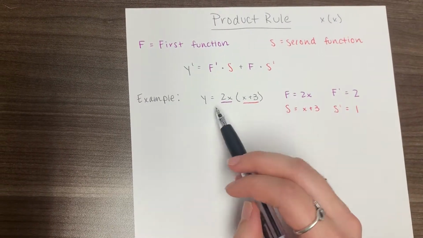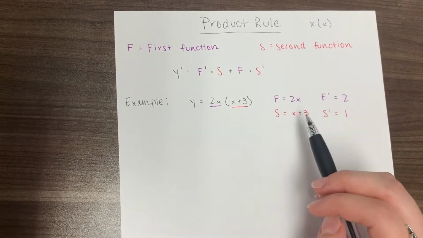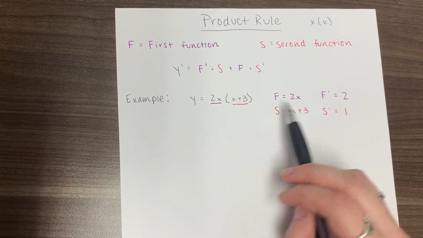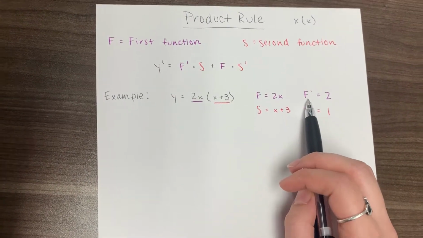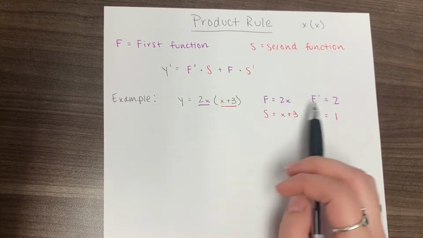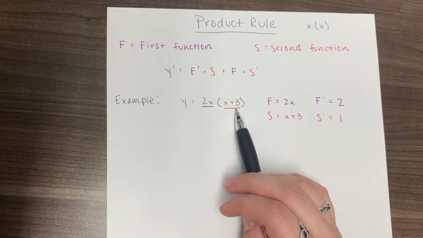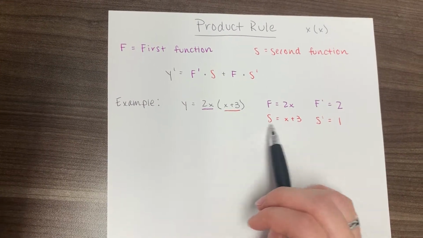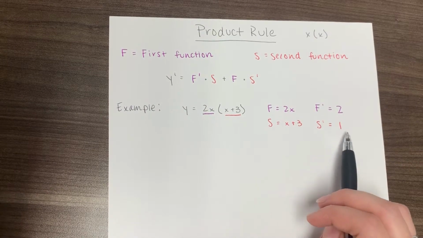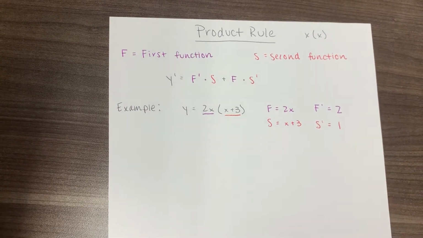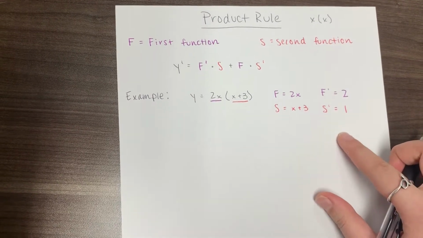So here you can see that we have the equation y equals 2x times x plus 3. So in this case, regular f is just going to be 2x, as I've labeled here. And we're just going to take the derivative of regular f, which we know is just the coefficient, so it's just going to be 2. Then we're going to do the same thing with the second function, x plus 3. So that is just going to be regular s, and then the derivative of s will just be 1. So now we're going to go into actually solving using the product rule.